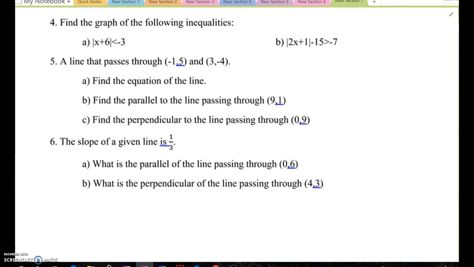Okay, now we are solving number 4 through 6 here. So number 4, find the graph of the following inequalities. First of all, look at the question here. Before solving this problem, can any absolute value be less than a negative number? No, right? Since this absolute value is less than a negative number, it is not possible to draw on the graph. So in this case, not possible.